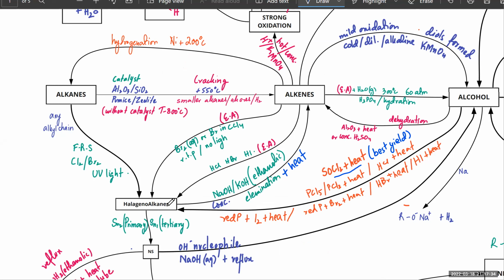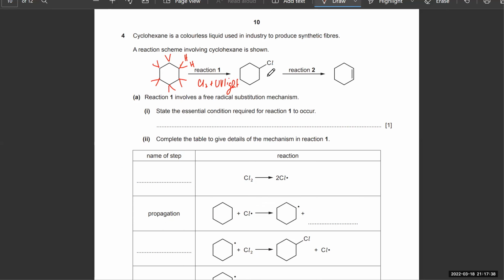If you have a halogenoalkane, the Cl is going to be knocked out and the H from the neighboring carbon would be knocked out. So it's concentrated ethanolic NaOH, or NaOH that is ethanolic, plus it's going to be heat.